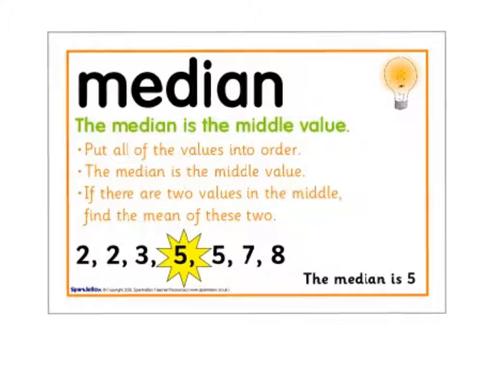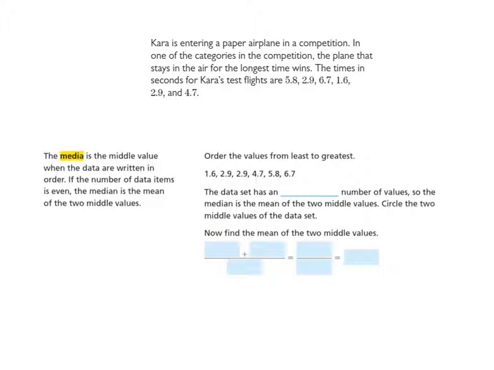Let's try the median. The median is the middle value, but there's a very important step. You have to put all of the values into order. So you have to start with the smallest and go up to the largest. They've got to be in order. Once they're in order, you find the middle number. Usually what I do is I cross one off the one end, cross one off the other end, and keep going until I find the middle number. Okay? If there are 2 values in the middle, you find the mean or the average of these 2. So in this example, the median is 5. In the next example, we will be doing it.